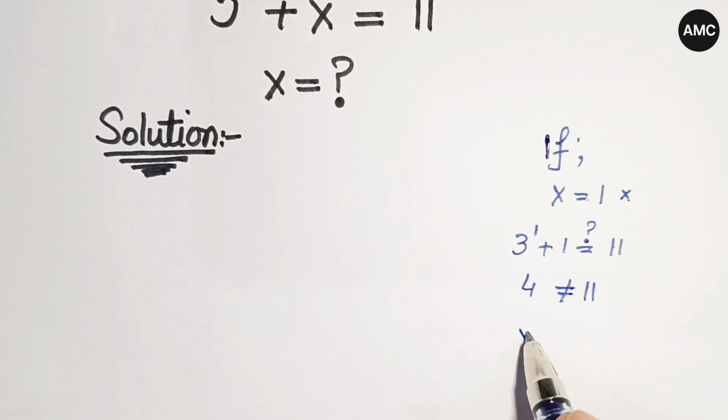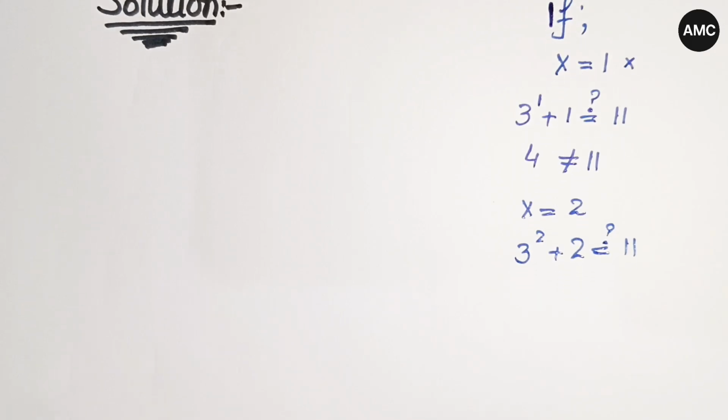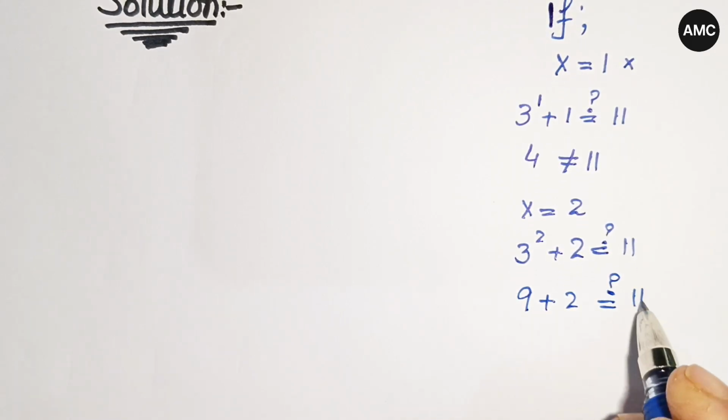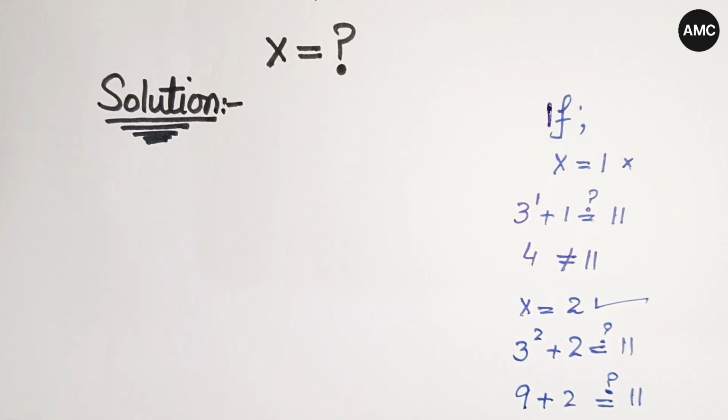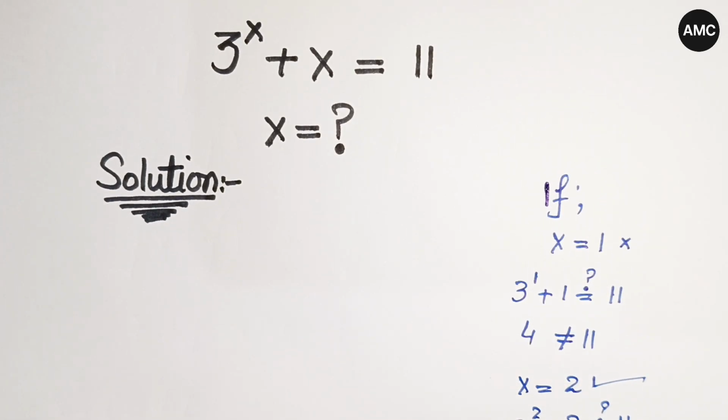Now if we put x equal to 2, then we get 3 to the power 2 plus 2. Is it equal to 11? Now 3 squared is equal to 9, plus 2, is 11. And yes, 11 is equal to 11. So we find that x equal to 2 is the answer of this problem. But we have to solve this properly.